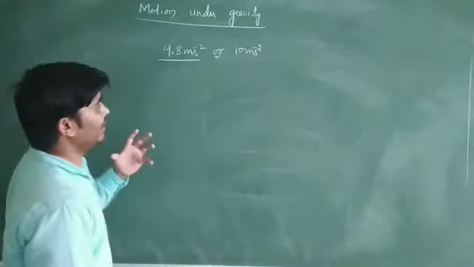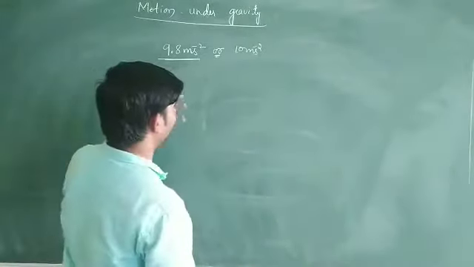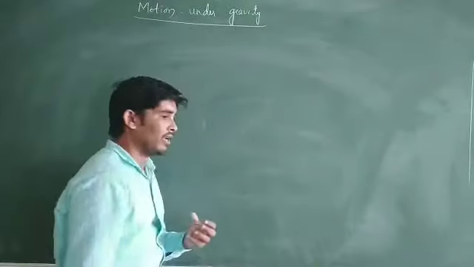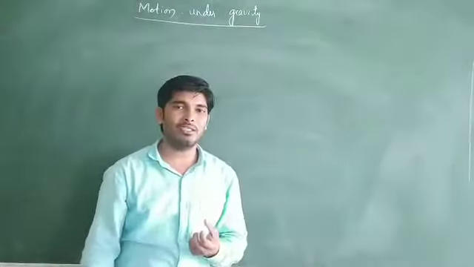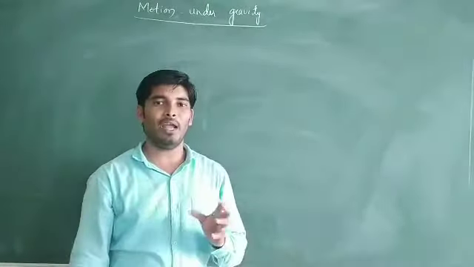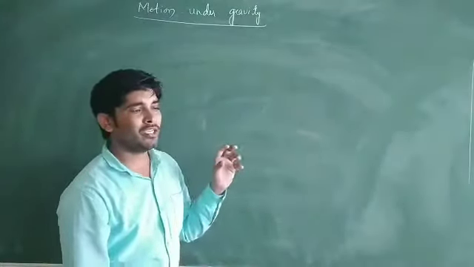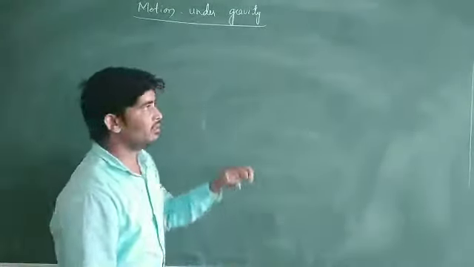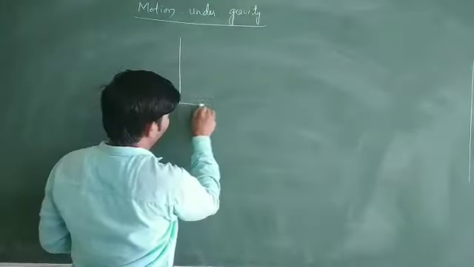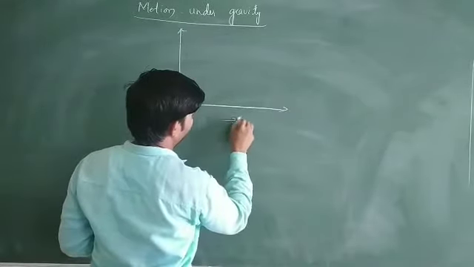So here, for a linear motion, when a body is moving in a straight line path, for a freely falling body, we shall use the acceleration time graph to obtain the velocity time graph as well as the displacement time graph. When a body is moving in linear motion, the acceleration time graph is a straight line parallel to the time axis.